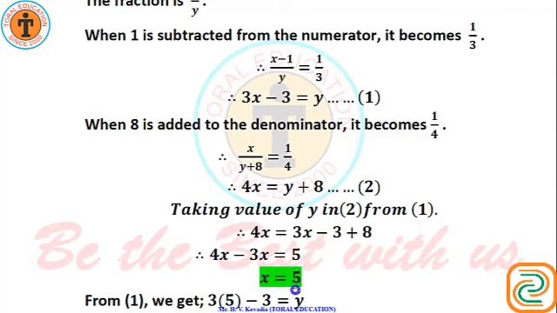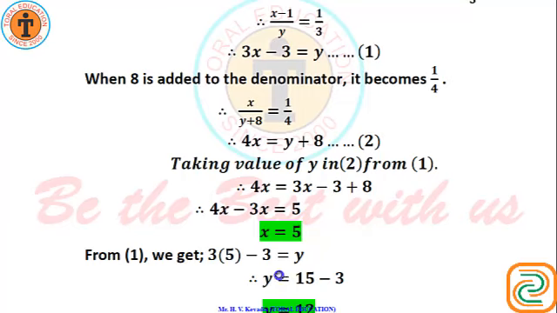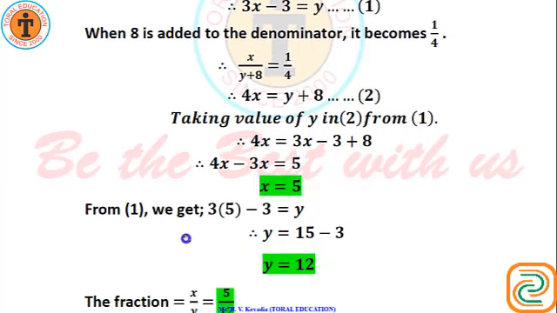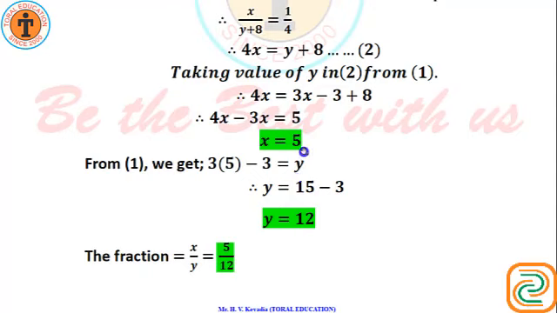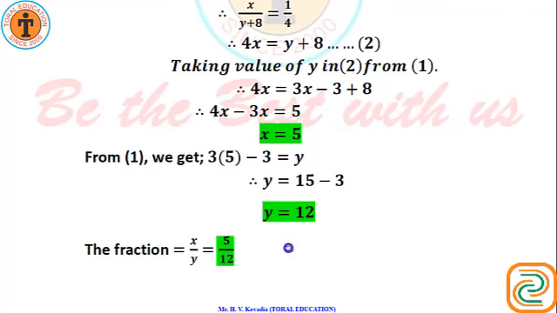We put x equals 5 in equation number 1. 3 into 5 minus 3 equals y. Right? 3 fives are 15, minus 3, that is y equals 12. So what is our fraction? x upon y equals 5 upon 12. 5 is the x and 12 is the y. So our fraction is 5 upon 12.